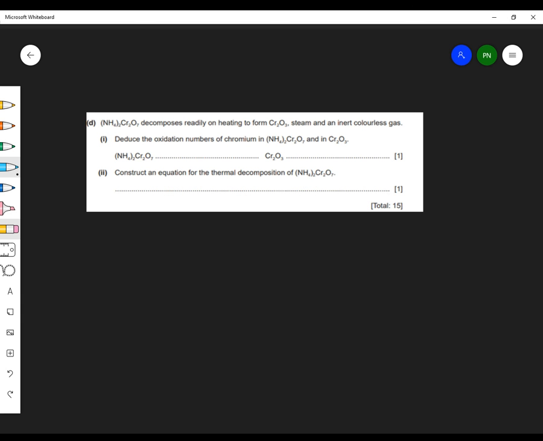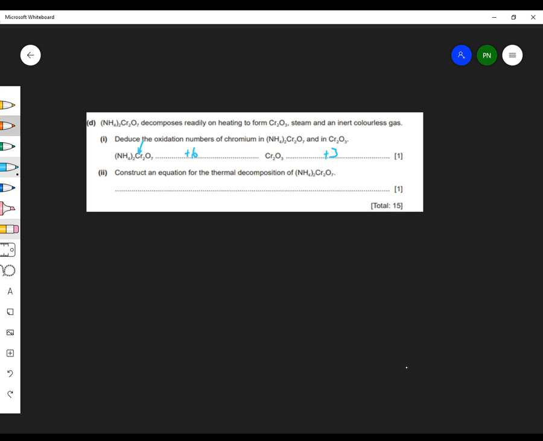Okay, some equations here. Ammonium dichromate decomposes readily on heating to form chromium(III) oxide, steam, and an inert colourless gas. Deduce the oxidation number of chromium in each. Well, chromium in the dichromate is +6. If you don't understand this, give me a shout and I'll do it for you. Chromium in the oxide is +3. All right, that's 1 mark.